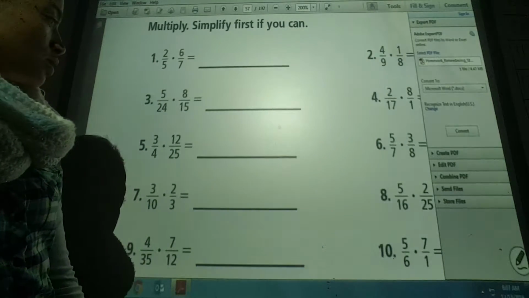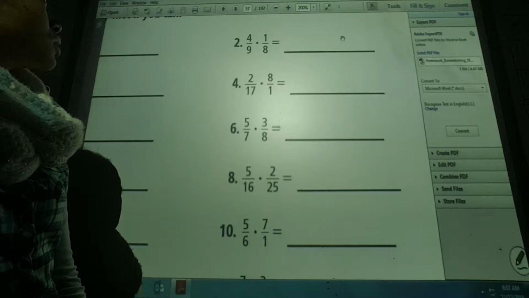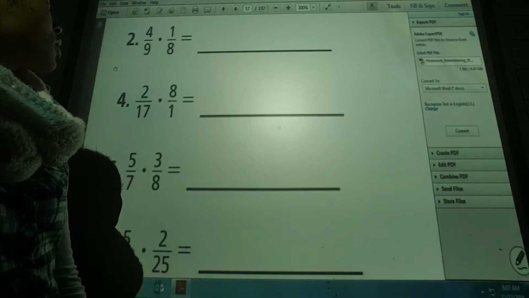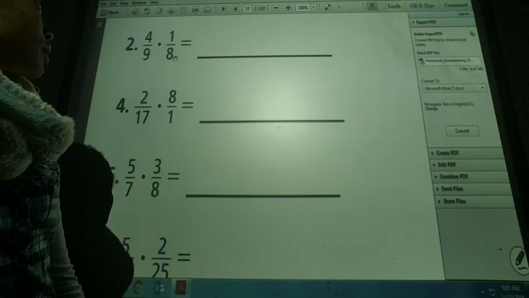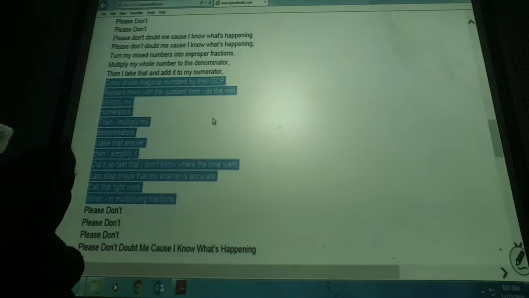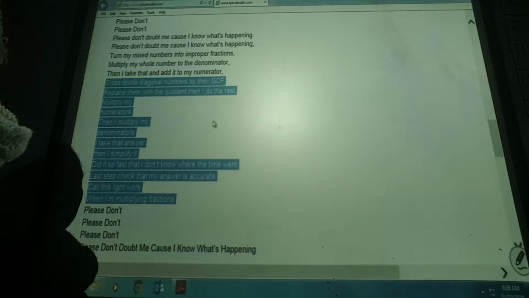Now you're going to see something different with number 2. Maybe I should blow this up a bit. So number 2, we have 4 over 9 times 1 over 8. I want to show you these lyrics that we are going over in class. It's to a track I wrote called Please Don't Do It.